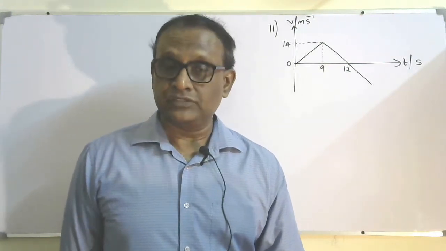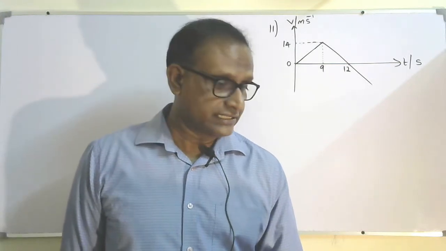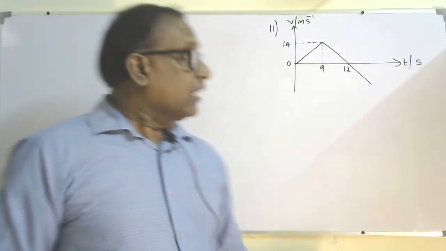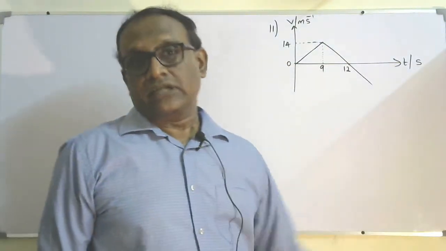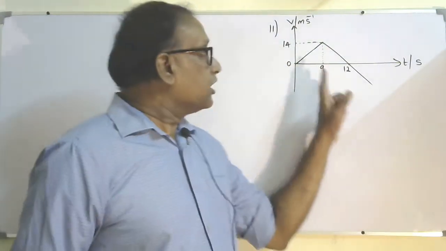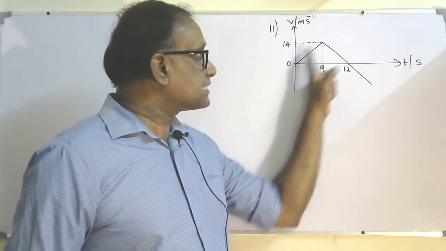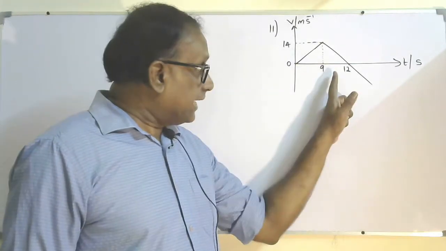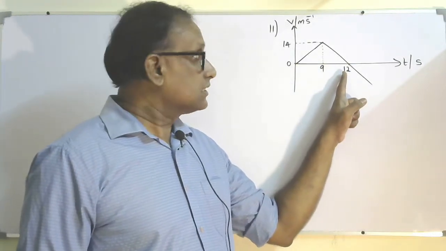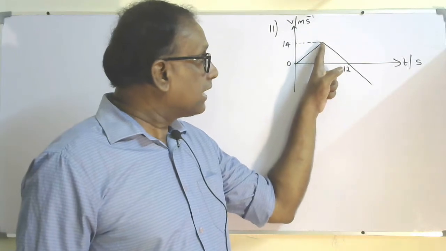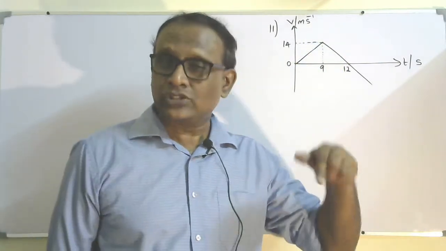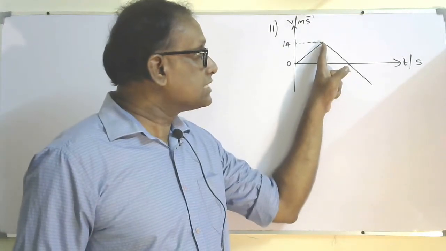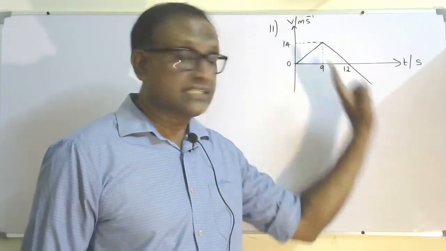You know the gradient of the velocity-time graph gives the acceleration. Your answer should include the calculation. So I can say the whole part of the graph is a straight line. During the first 9 seconds, it's a straight line, so the acceleration remains constant. Then during 9 to 12 seconds, again the object has a constant acceleration, but actually we say it's decelerating uniformly because the velocity is decreasing and the graph is a straight line.